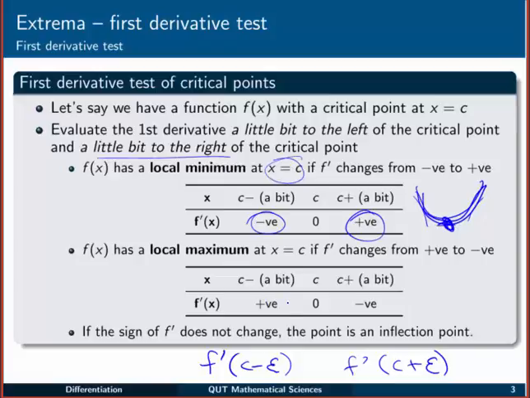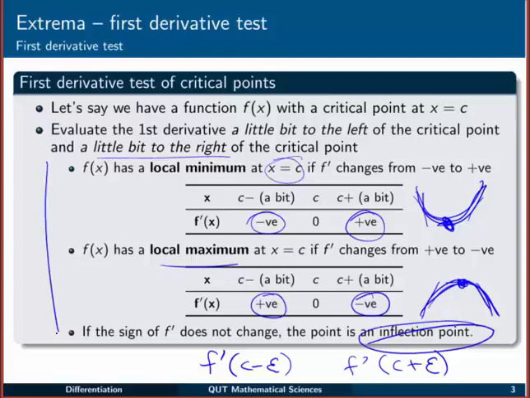If the opposite occurs, if we evaluate the derivative to the left and find it to be positive, and then to the right and find it to be negative, we've got something like this. In other words, the curve has this sort of shape to it around about x equals c, and we must have a local maximum at that point. On the other hand, if we find that the sign of f dash doesn't change at all, if it's positive and then positive on the other side, or negative and then negative on the other side, the point must be one of those inflection points that we're not particularly worried about with extrema.